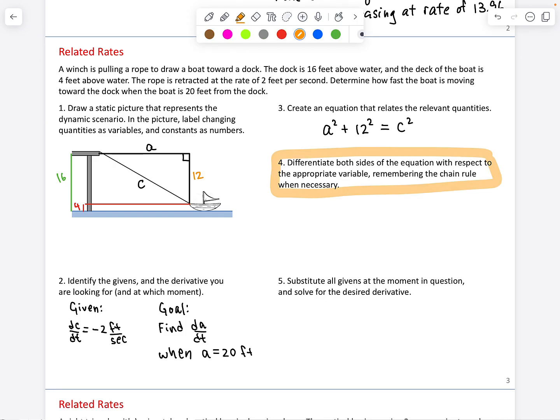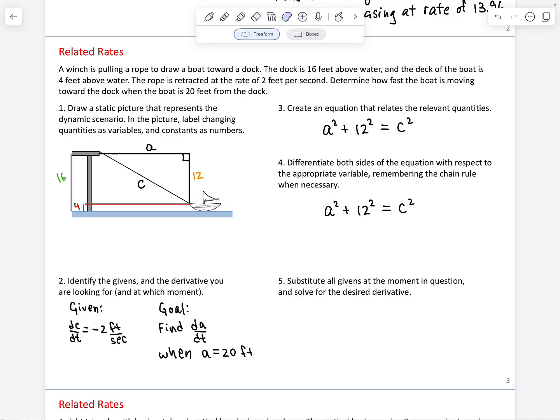Step 4 is differentiate both sides of the equation with respect to the appropriate variable, in this case with respect to t. All right, so I'm going to take this equation and differentiate both sides with respect to t, and we know it's t because the speed here was given per second, and seconds is a measurement of time, and A is a function of time, and C is a function of time, meaning that they're variables that change with time.